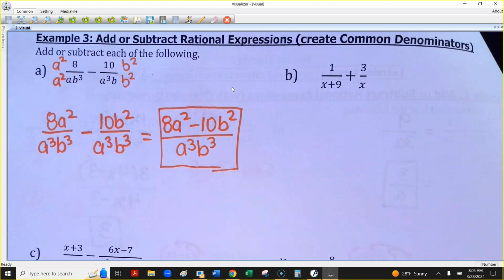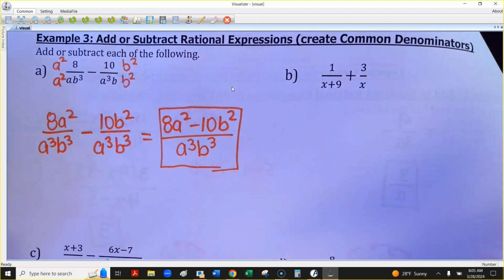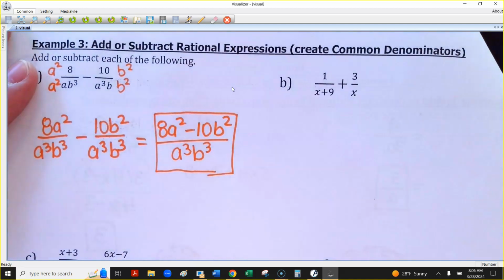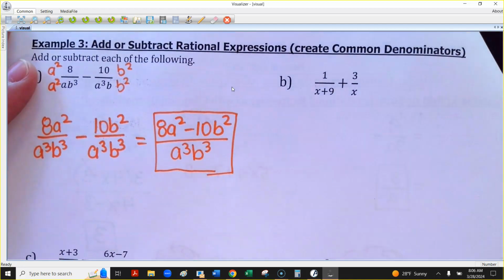Okay, now this is the one that always trips people up. So my least common multiple here, I have an x plus 9 and an x. The most common mistake I see, people will literally just add a 9 to the top and bottom of that second fraction. You cannot do that.